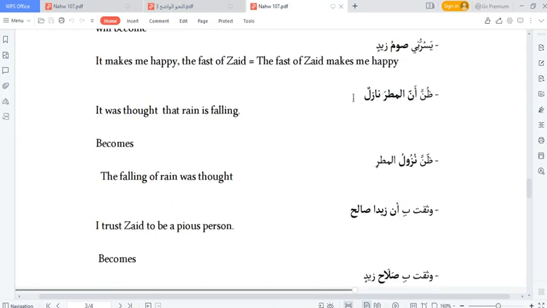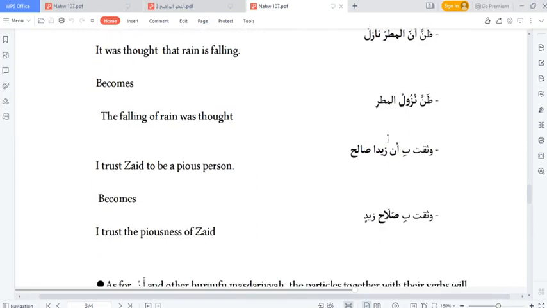Dhunna anna al-matara nazilun. It was thought that rain is falling. So how do we convert it? This khabaru anna, which is nazil, comes from nazala, yanzilu, nuzulun. Mudaf to ismu anna. So we have nuzulul matari, then we remove the anna and nazil. So we have dhunna nuzulul matari. So it was thought that rain is falling, becomes what? Dhunna nuzulul matari. The falling of rain was thought. I hope you get, more like the same thing in meaning.